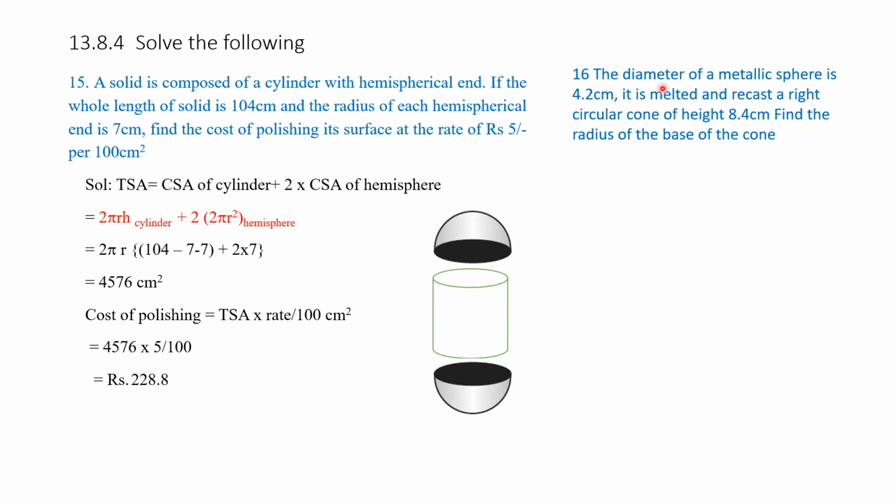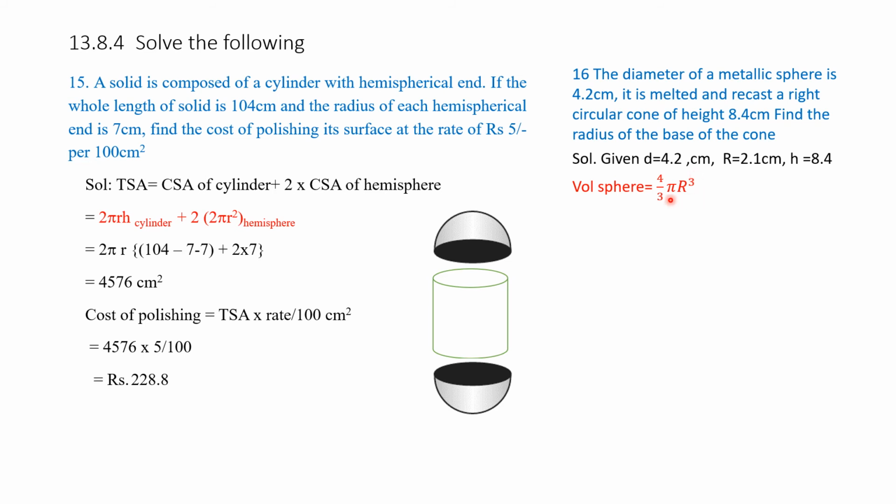Problem number 16. The diameter of a metallic sphere is 4.2 centimeter. It is melted and recast into a right circular cone of height 8.4 centimeter. Find the radius of the base of the cone. Therefore, D is equal to 4.2 centimeter, and therefore R is 2.1 centimeter, capital R, and H is 8.4 centimeter. This is the dimensions of the metallic sphere. And now we have to make a cone out of it.